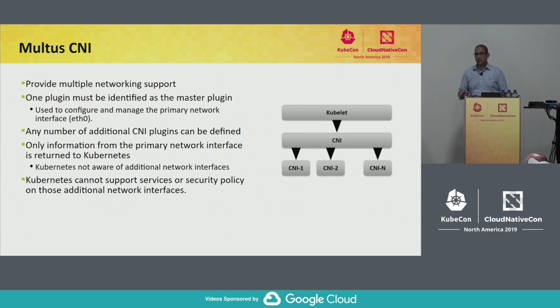In Kubernetes today, you're not allowed to run more than one interface or one CNI in a pod. For that, Multus or similar plugins were developed. Multus is a meta plugin which allows you to provide multiple interfaces to a pod. There will always be one interface which is the primary, the master interface. This is the standard ETH0 that you're using, and this is where all the security groups and policies and so on will be applied.